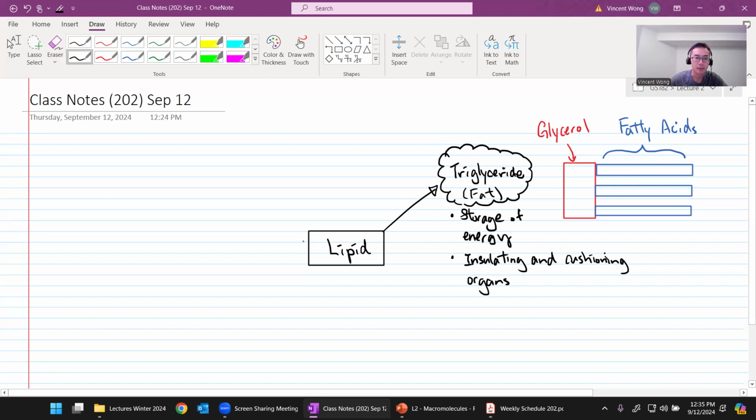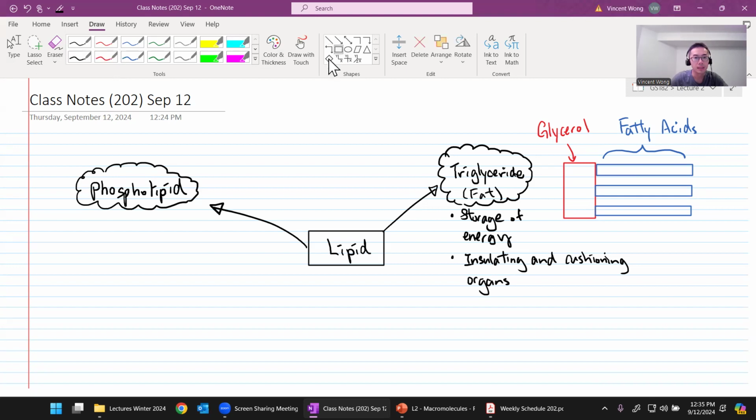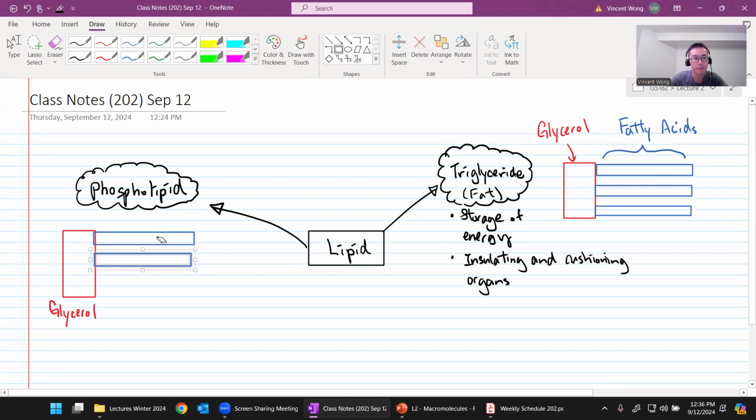So that is the first kind, right? Triglyceride. All right. Another kind of lipid is called phospholipid. So how do you make a phospholipid? Well, it turns out you also need to have a glycerol. And this time, you only need 2 fatty acids. And one more thing, you are going to need a phosphate group.